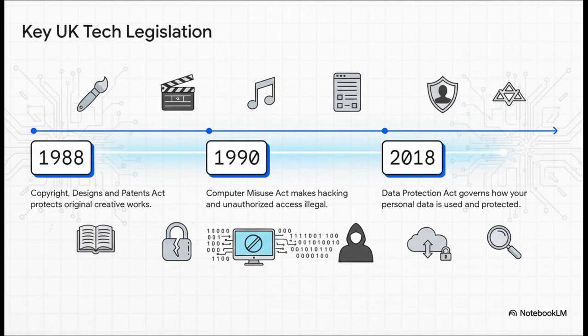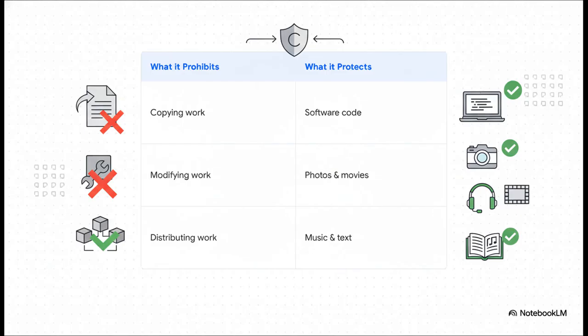Seeing them laid out like this really helps you see how the law has been playing catch-up with technology over the years. First up, the Copyright Act. Its whole purpose is to protect people who create things. It gives them legal control over their original work, so that could be software code, a photograph, a song, anything. It makes it flat out illegal to copy, change, or share that work unless the creator says you can.